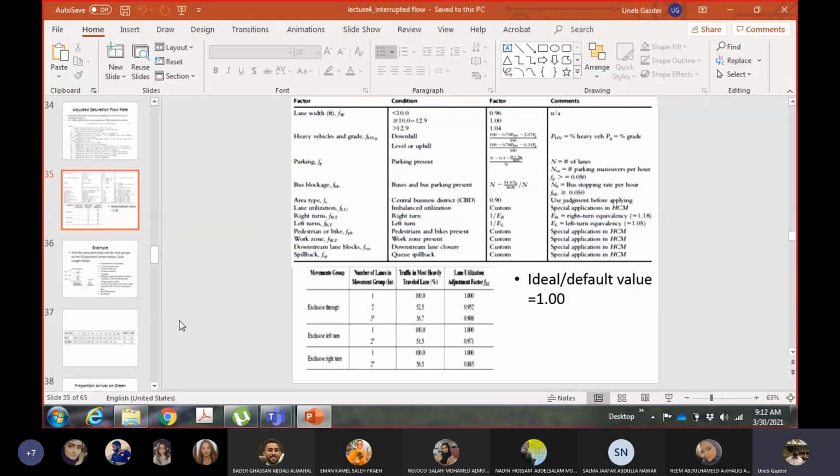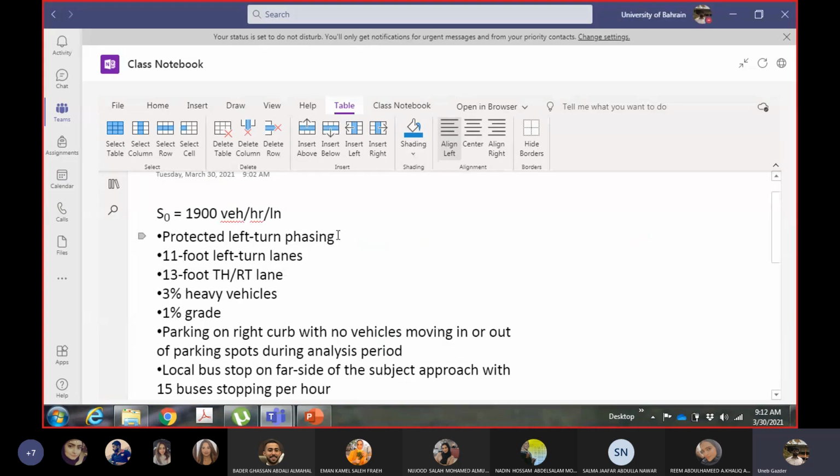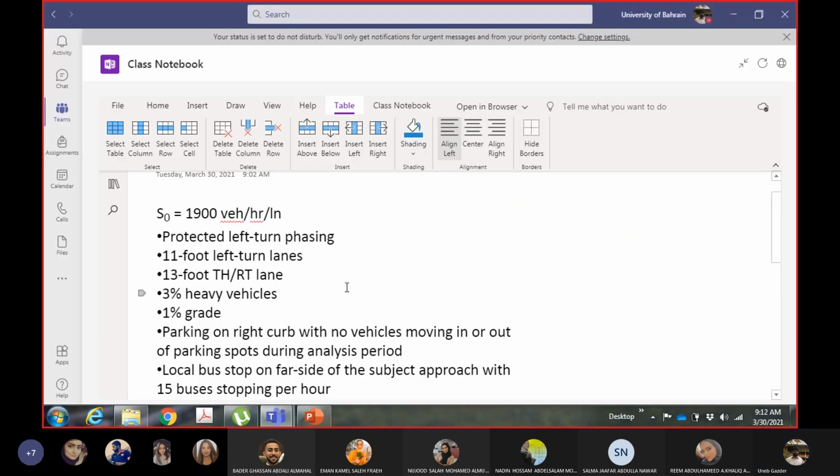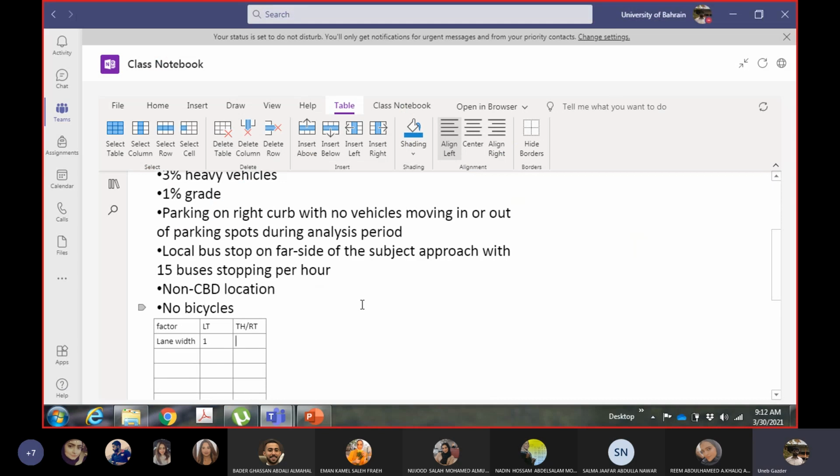Okay, for the left turning lane, the lane width is given as 11 feet, for through and right 13 feet. 11 feet is in this range, so the adjustment factor is 1. So for the left turning lane, it is 1. 13 feet is in this range, so 1.04. So this is 1 and this is 1.04.